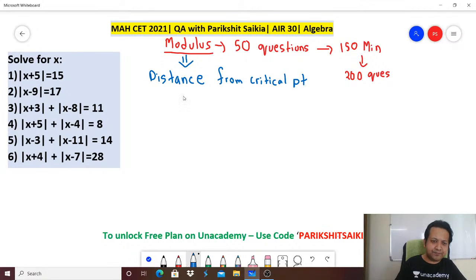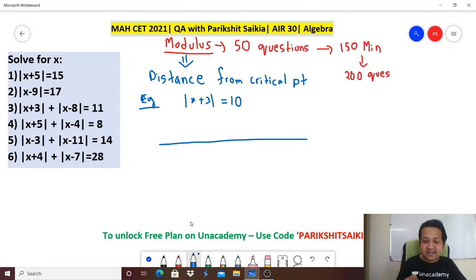As an example, if I tell you, mod of x plus 3 is equal to 10. So what is the critical point? It is that point which will make this modulus 0. So what value should you put such that this modulus becomes 0? Minus 3, because minus 3 plus 3 will make it 0. So you just plot the critical point. Now remember the modulus definition: distance from the critical point.